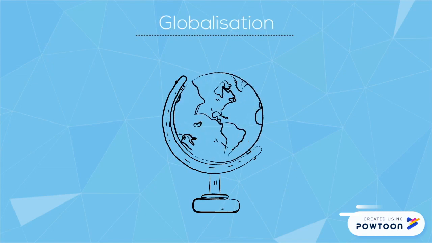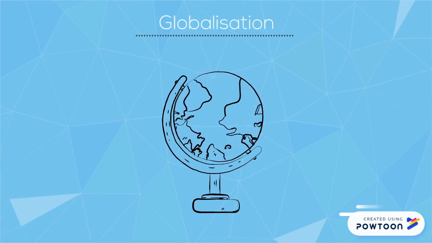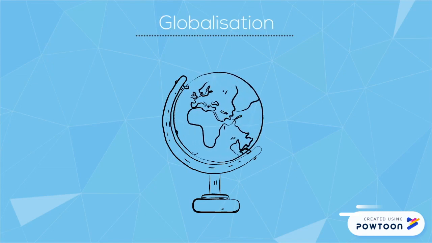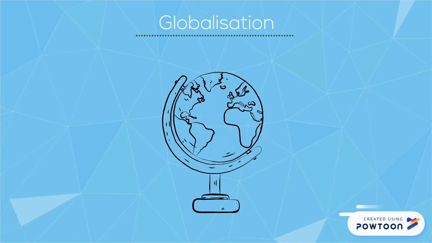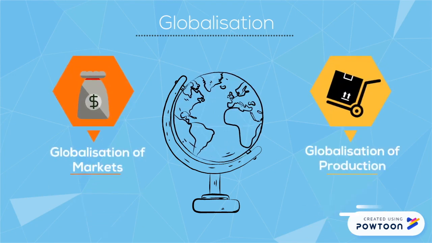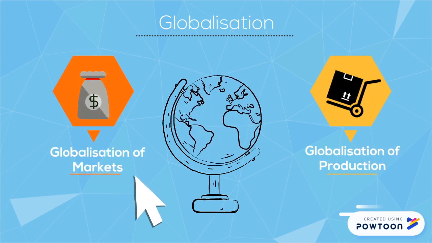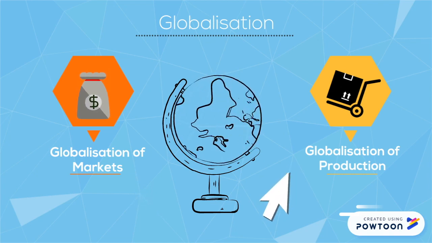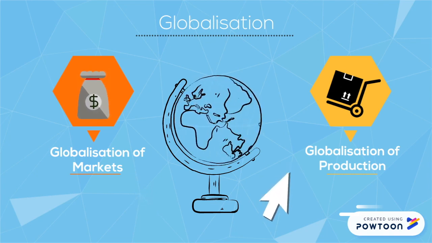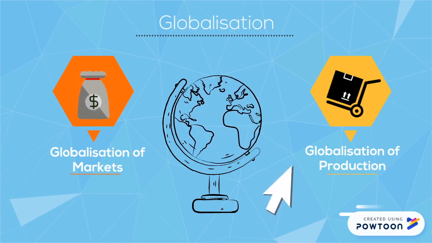Globalization is related to the widening, deepening, and speeding up of world interconnectedness in all aspects of contemporary social life. There are two components of globalization: globalization of markets and globalization of production. Globalization of markets refers to the merging of markets into one global marketplace, whereas globalization of production refers to the tendency of firms to source goods and services from countries with lower factor costs.